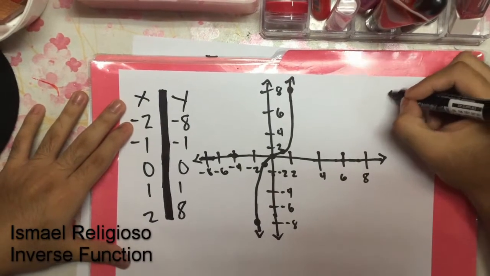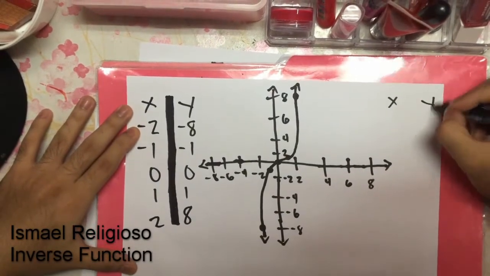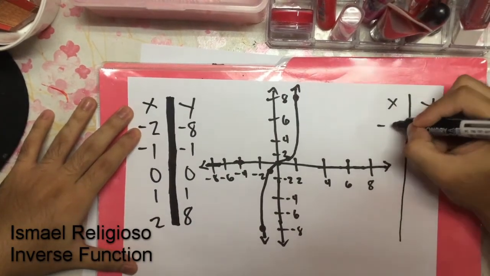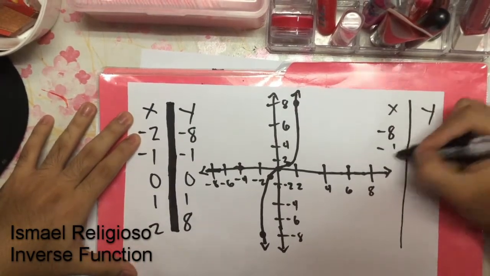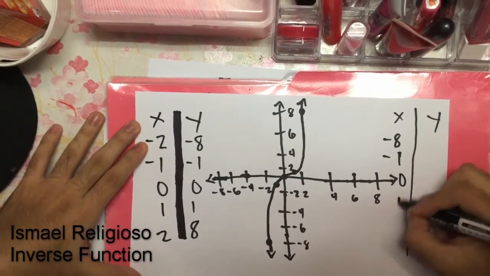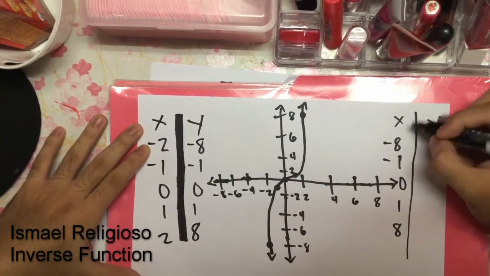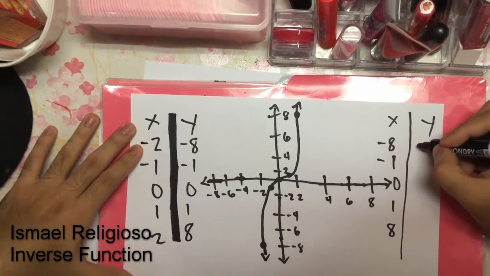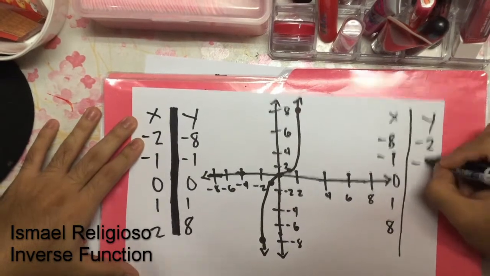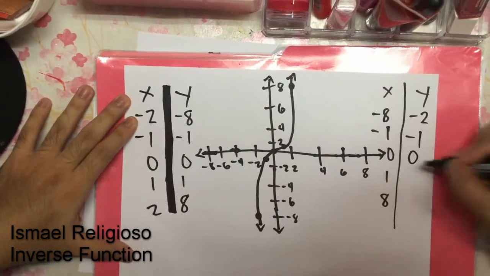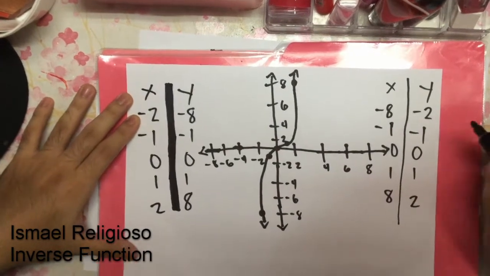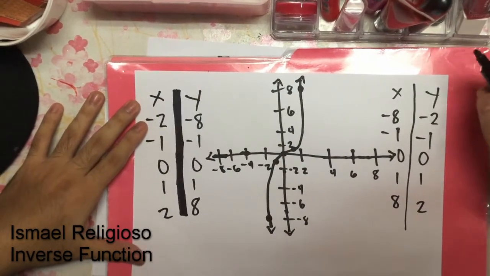So for us to get the inverse function, we should interchange the values of x and y. So we're going like this. So we'll put -8, -1, 0, +1, and 8. So for the values of y, you should put the values of x, -2, -1, 0, +1, and +2.